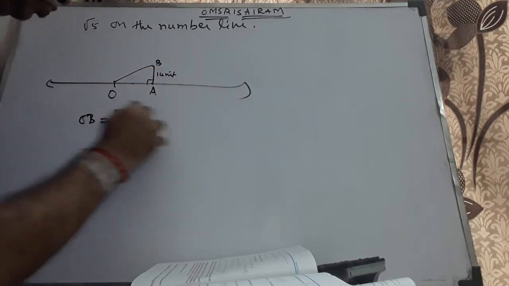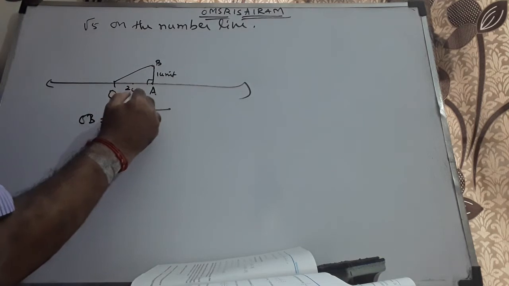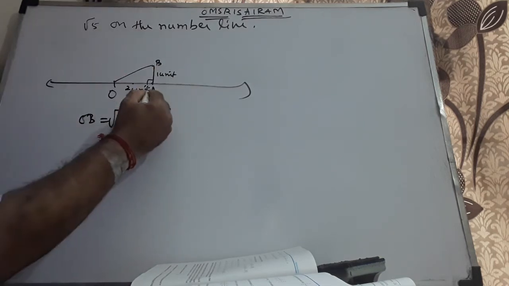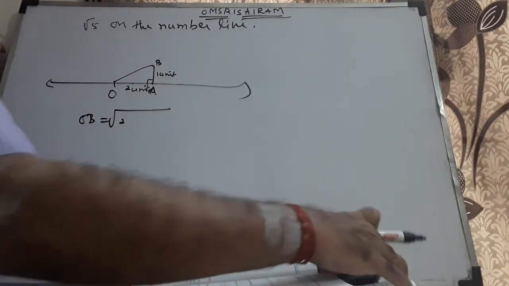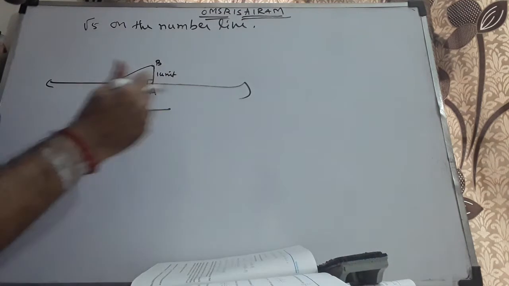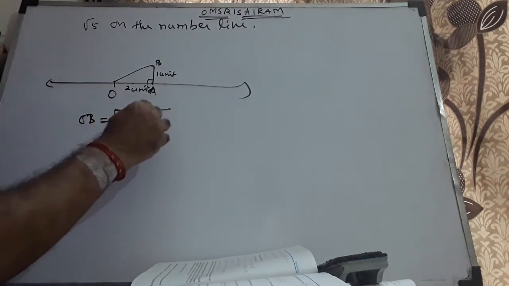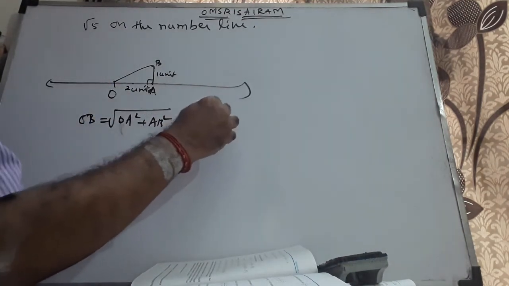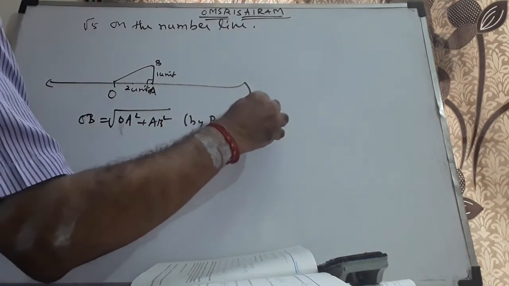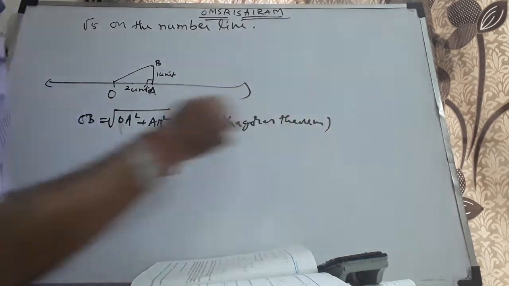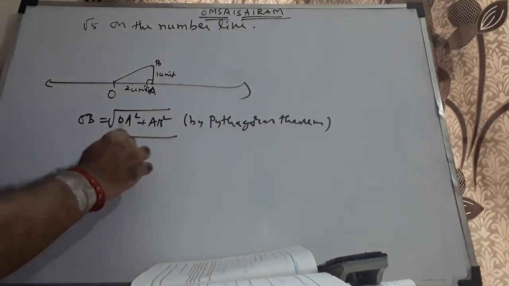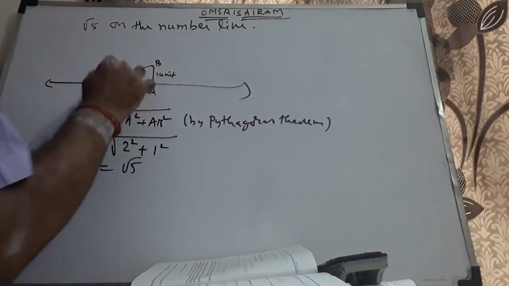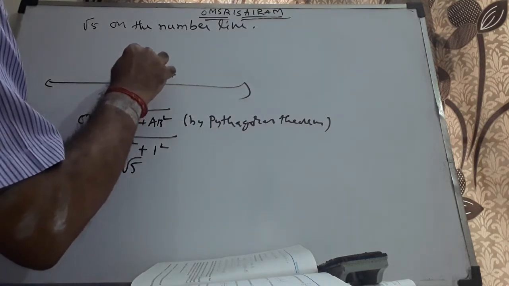Now OB is equal to root of this is 2 units. In centimeters, if you represent, this is 2 centimeters, this is 1 centimeter. Therefore, OB will be root of OA square plus AB square. This is by Pythagoras theorem. In any right triangle, the square of the hypotenuse is equal to the sum of the squares of the other two sides. Therefore, this will be 2 square plus 1 square, which is root 5. Therefore, this length will be root 5 units.